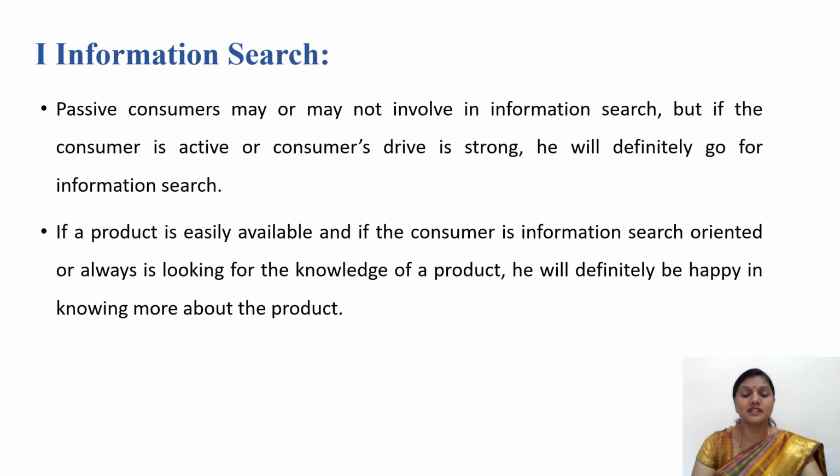Once he identifies what is his problem, that is, why there is a need for the product to be purchased in his life, the second step is actually the information search. So he is going to search for the information. Once he identifies that he has to purchase the product, he will try to gather various information relating to the product. So let us continue today. The second topic, the information search.